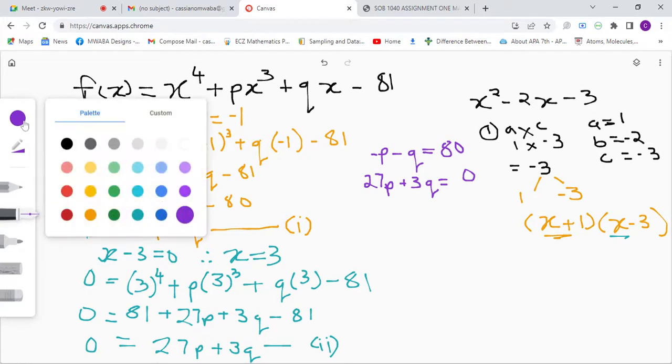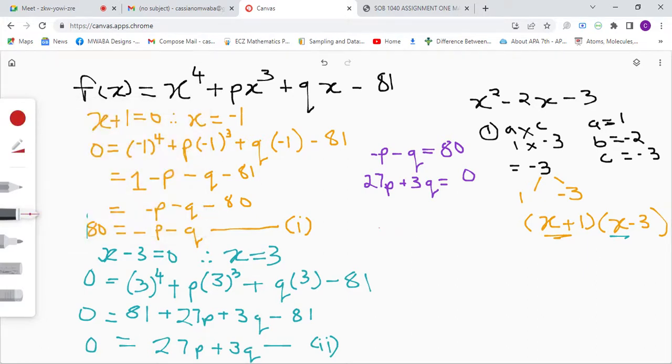So I prefer to use the substitution method here. So for the substitution method, we're going to make, let's see, which one? We'll make Q the subject of the formula in equation 1.